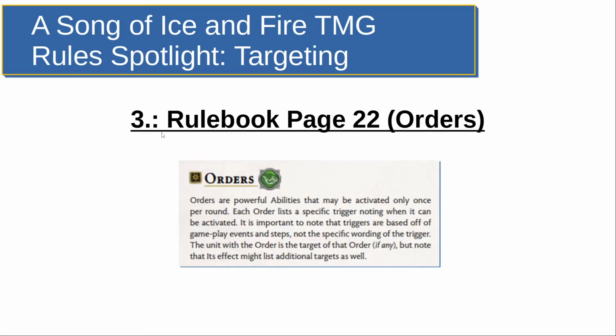A similar thing goes for orders, though it's a bit different here. It says: the unit with the order is the target of that order, if any. So basically an order always targets the unit that is using the order. But again, note its effect might list additional targets. If it says in the text explicitly target this, target that, then obviously this would be targeting. But even if it doesn't explicitly say target, you would still be targeting if there is a choice of the recipient.